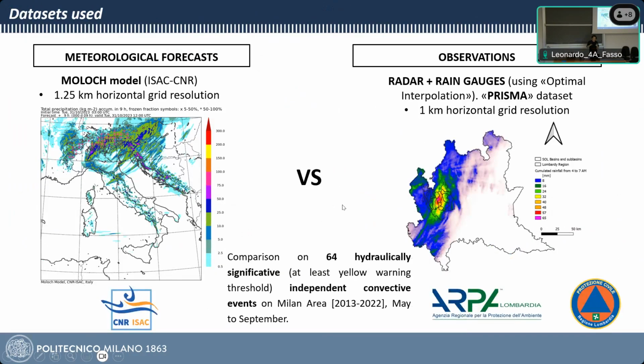Okay, so what we did, we compared the forecast of a single limited area meteorological model provided by the ISAC-CNR, which is the MOLOCH model, with 1.25 kilometers grid resolution, against an observed rainfall field, which is reconstructed using radar and rain gauges together. So basically, the radar image is used as a spatial weight for the rain gauges observations, just to give a very detailed spatial rainfall field. We did this comparison on 64 hydraulically significant and independent convective rainfall events between 2013 and 2022, where we have data both of meteorological forecasts and of rainfall observations.